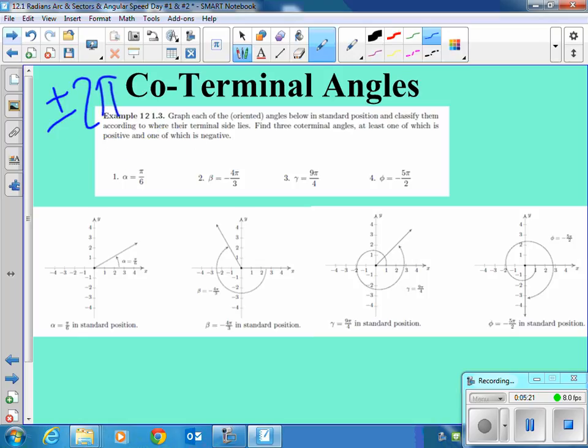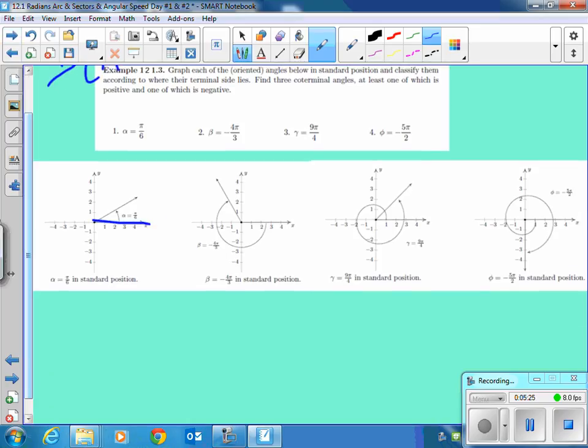So if you take something like pi over 6, here's 0, the reference angle, and you go up pi over 6, we're going to get another one. You're going to add 2 pi. So let's add 2 pi, or 12 pi over 6. What's a coterminal of this one? 13 pi over 6. So I'm going to write 13 pi over 6. Pi over 6, 13 pi over 6.